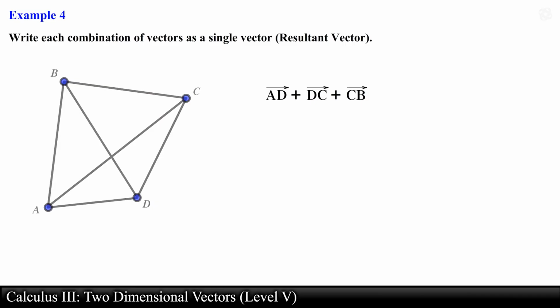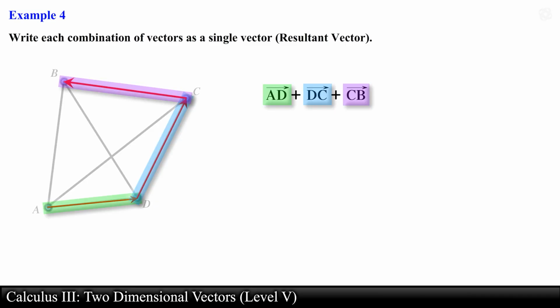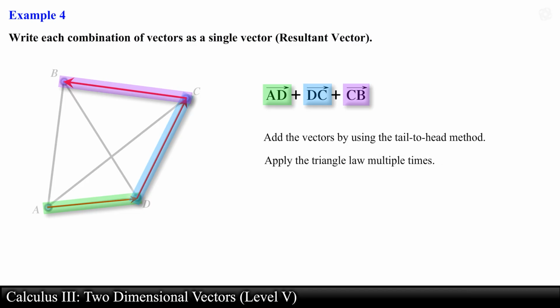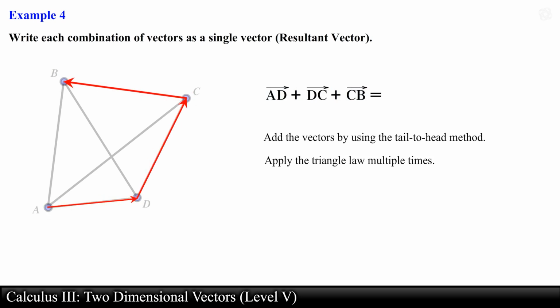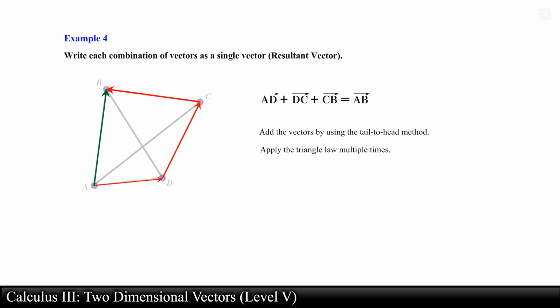Here, we are asked to find the sum of vector AD, vector DC, and vector CB. When adding more than two vectors, the procedure is essentially the same. You want to add the vectors by using the tail to head method. You can think of this process as applying the triangle law multiple times. In the end, the resultant vector will have its initial point at A and terminal point at B. Thus, the resulting vector would be vector AB. Alright, let's move along and try a different type of problem.